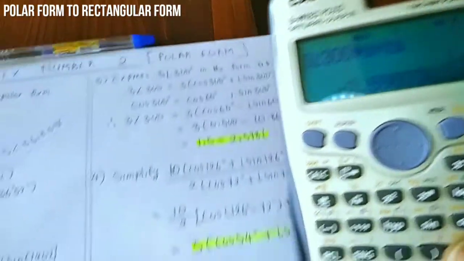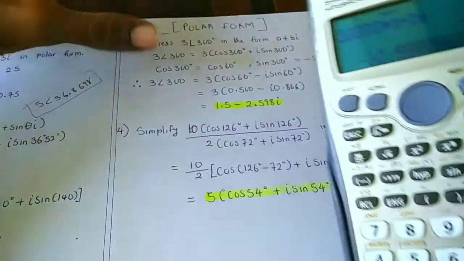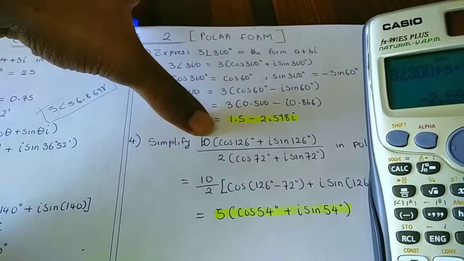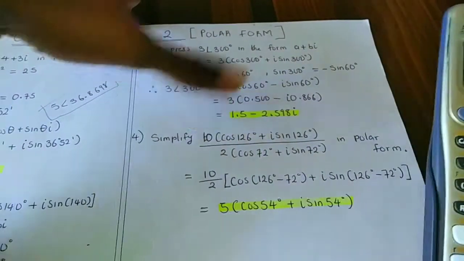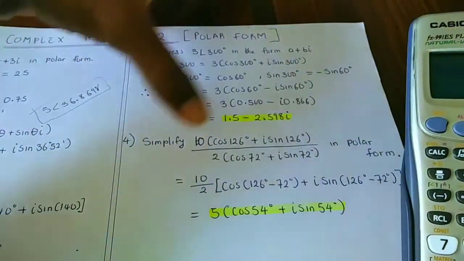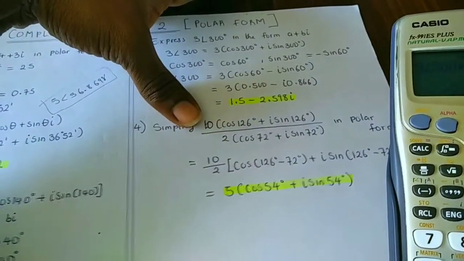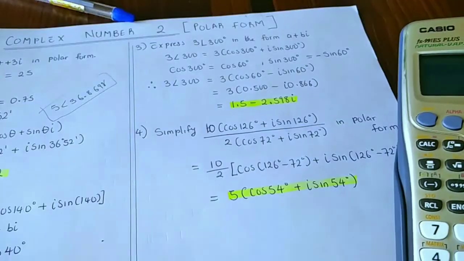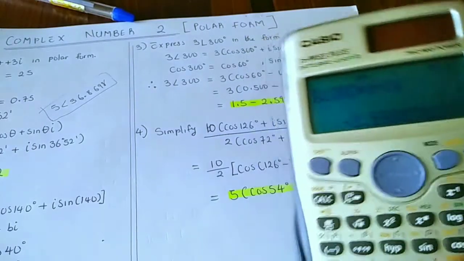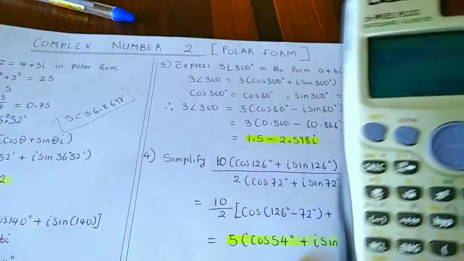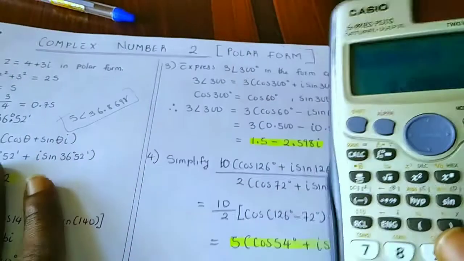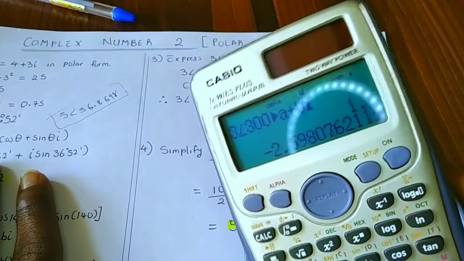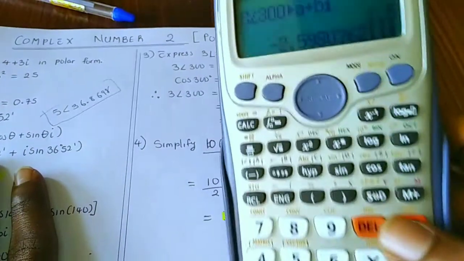The next one is: simplify this. Wow. Now in school, if you give me this kind of thing in polar form, I will just leave the question for you. Life's too short. It's super simple with your calculator. Simply dial the question into your calculator and you get the answer without stressing and without causing yourself headache. So let's try this.